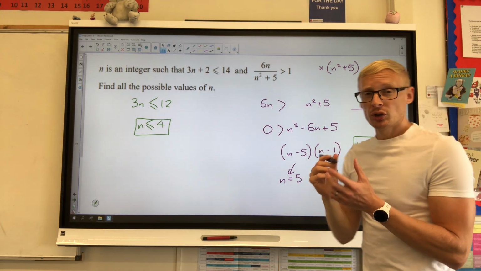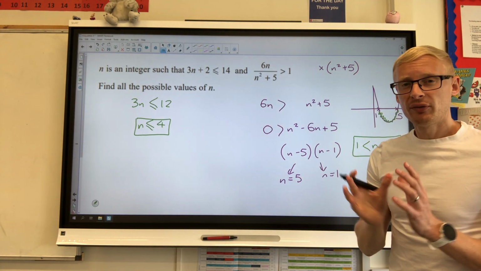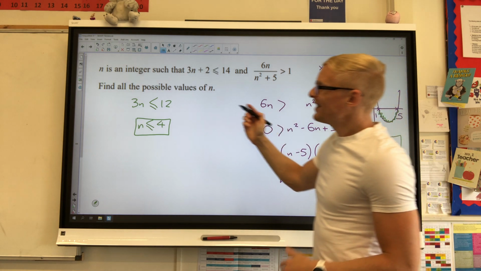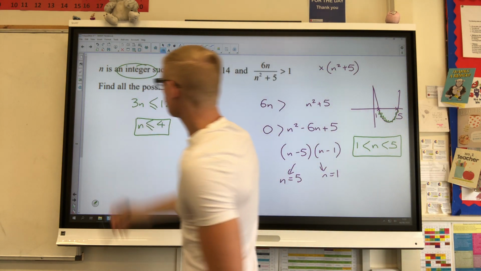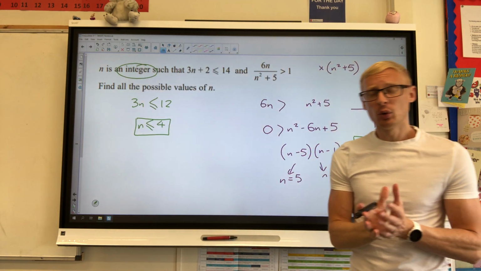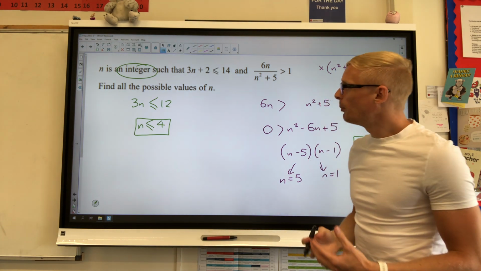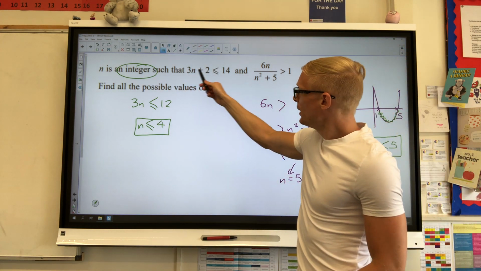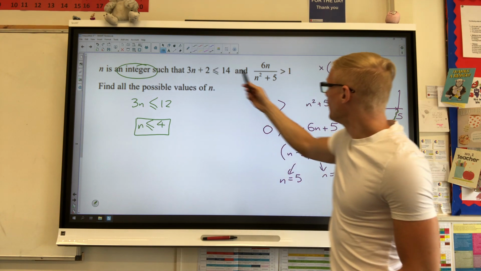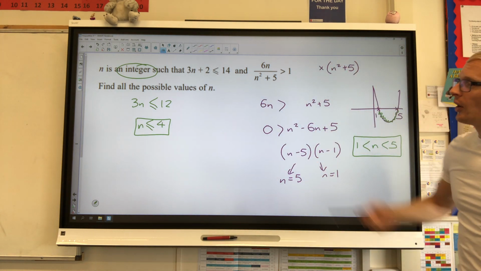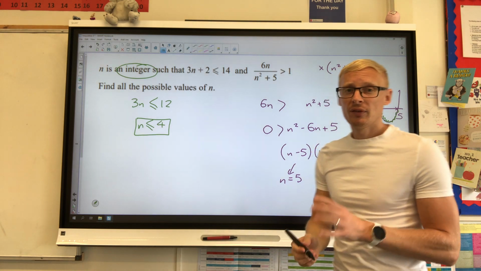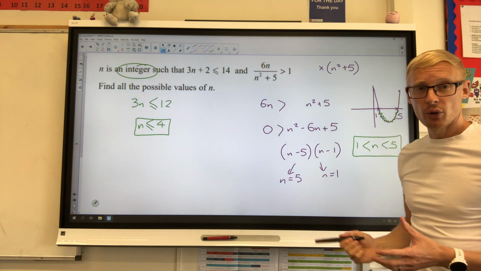Now, I've got to just read this question again and make sure I fully answer the question. n is an integer. So that's one of those words that we talked about early on in this topic as well. Integer means whole number. So n is a whole number such that this is true and this is true. So I need to find the possible values of n for which both of these things are true.